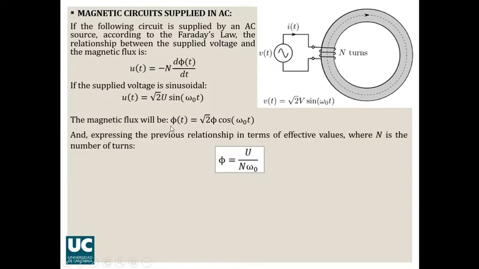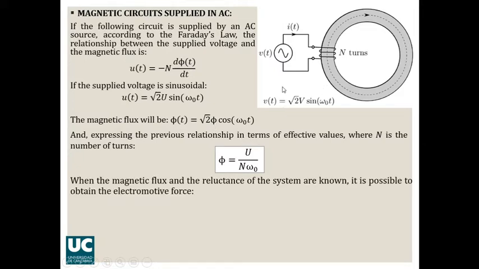So here, when you have the expression for a magnetic flux, you have square root of 2 phi and the cosine of this. Well, here phi is going to be this, okay? The effective value of the voltage divided by the number of turns and the angular velocity. So that is what you are going to have here instead of phi. So if we have the expression for the voltage, as you have seen, we can obtain the time expression, the instantaneous expression for the magnetic flux.